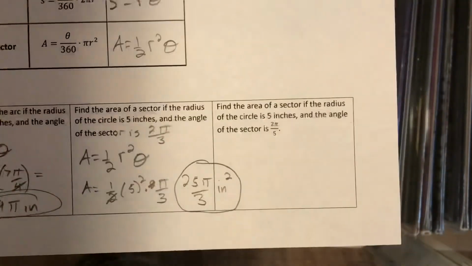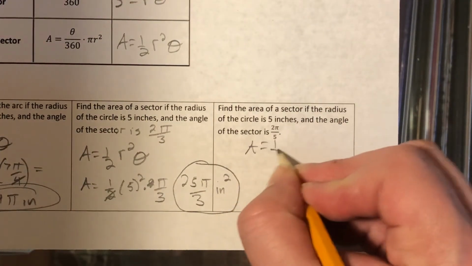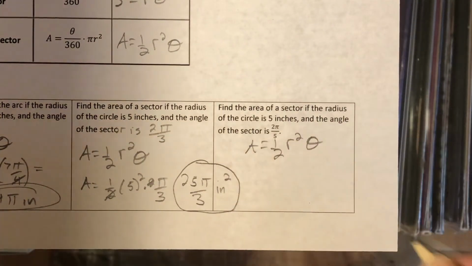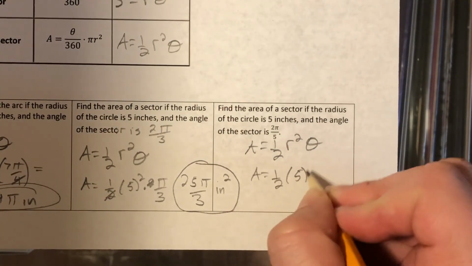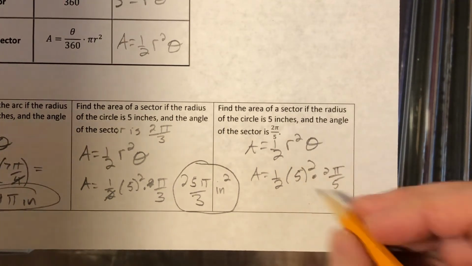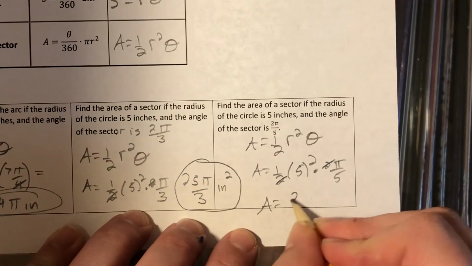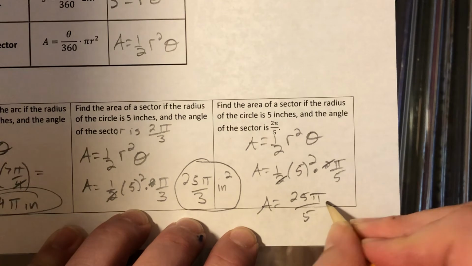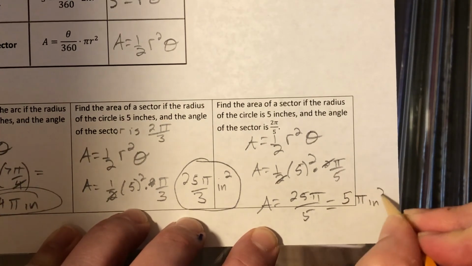All right, and then finally, our last example, find the area of a sector if the radius of a circle is 5 inches and the angle is 2 pi over 5. So area is 1/2 radius squared times the angle in radians. So area is 1/2 5 squared times 2 pi over 5. So again, your 2's are going to cancel out, and you would get 25 pi over 5, but let's go ahead and simplify that to 5 pi inches squared.